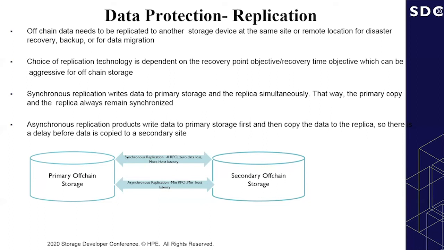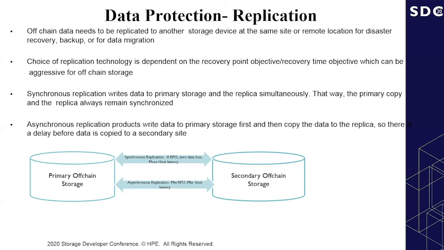The ability to replicate the data in the most efficient and cost-effective manner to the remote location is a must for off-chain data. This can be achieved by a replication solution, either synchronous or asynchronous replication. The choice of replication technology depends on the recovery point objective, which is RPO, and the recovery time objective, which is RTO, which can be aggressive for off-chain storage.